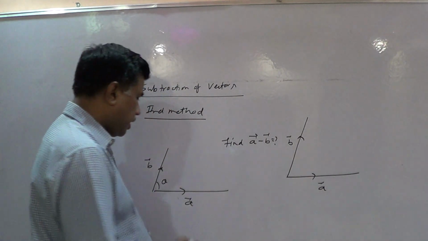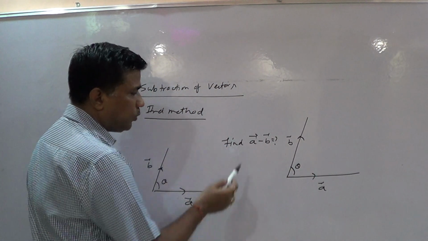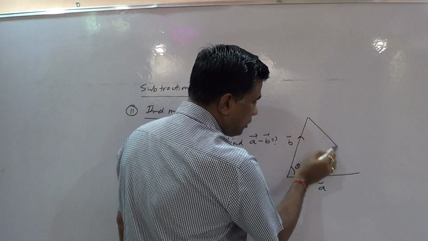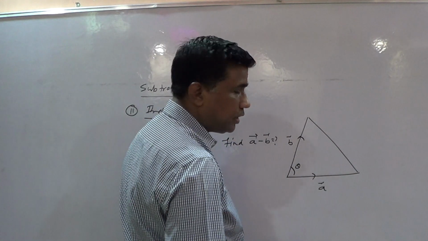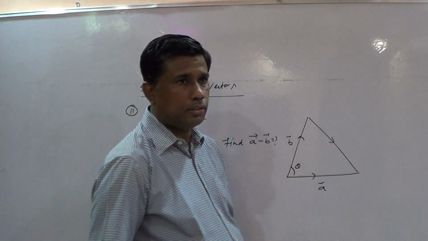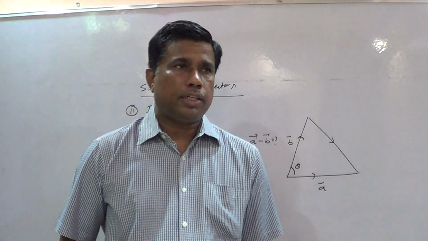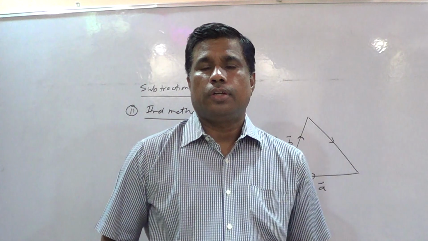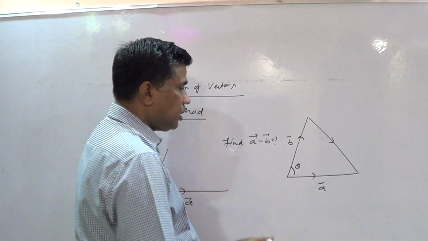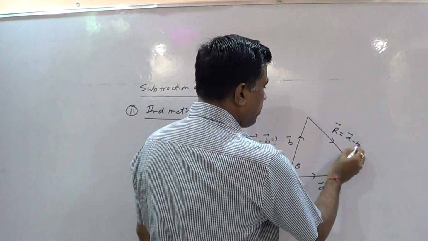Now students, the angle between them, theta, is given. If you are going to find A minus B, then connect this and make an arrow along the direction of A. Make a direction along the direction of A. So this vector is R and it will be equal to A minus B.